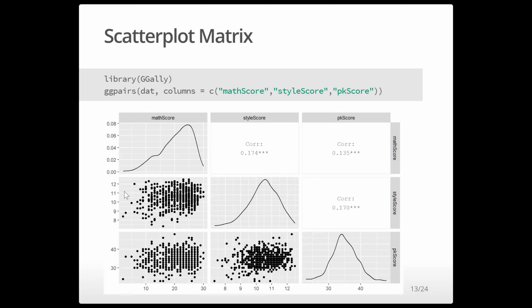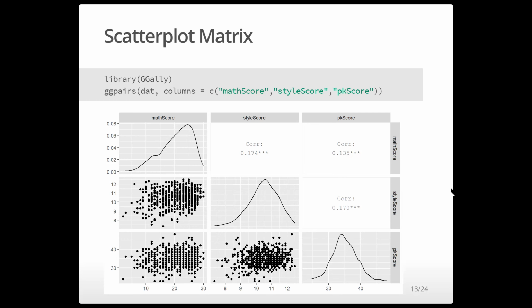So here we have the density plot for each variable along the diagonal. So we just get a nice little snapshot of their distributions. Then below the diagonal, we see the scatter plots, so we get the relationship between each pair of variables. Here, this plot would be the scatter plot between mass score and style score. Then at the bottom, between mass score and PK score. And then here we get PK score and style score. And then above the diagonal, we get the correlations between each variable.